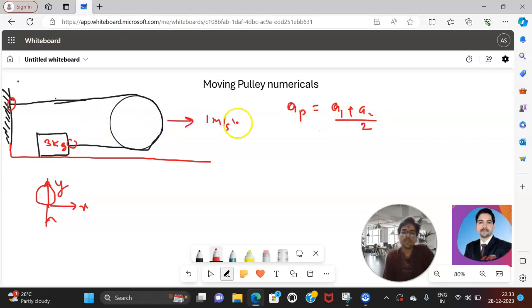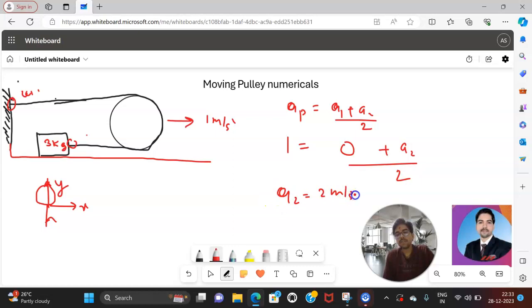This pulley is moving to the right. Right means, according to our frame of reference, positive. So here plus 1 equals A1. A1 is the acceleration of the end point of the string. You can take this as A1, this is 1, this is 2. So this end is fixed, so this is 0 plus A2. A2 is coming out to be plus 2 meter per second square. So this 3 kg block is moving with plus 2, which means 2 meter per second square to the right.